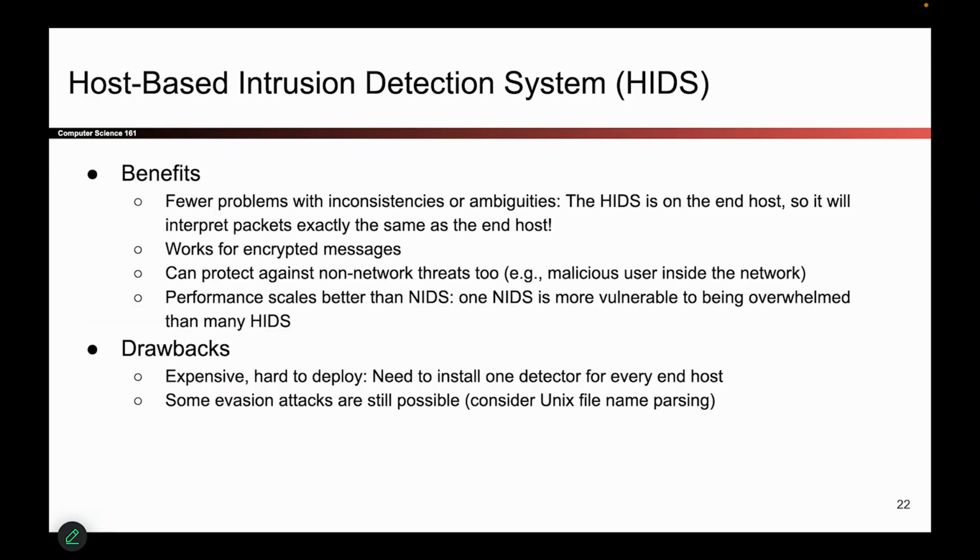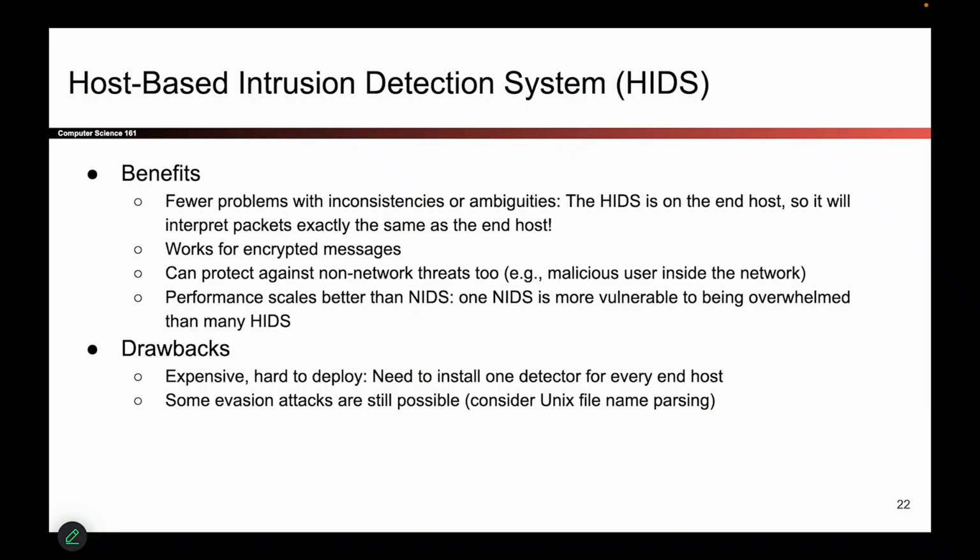And also, depending on how you look at it, you could argue that this is more scalable, because with one NIDS, you have to worry about that single point of failure. It's like a bottleneck where someone could do a denial of service attack. But with a HIDS, there's one per computer, so it's harder to do a denial of service attack to take all of them down. But that really depends on the structure of your network. So which one scales better, kind of an open question, depends on your network.